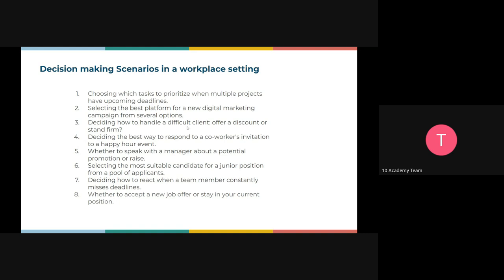Also deciding how to handle a difficult client, whether to accept a new offer or stay in your current position, or how to react when a team member constantly misses deadlines. There are very many different scenarios that you can face day-to-day. It's good to have a proper framework that could guide you to make a proper decision.